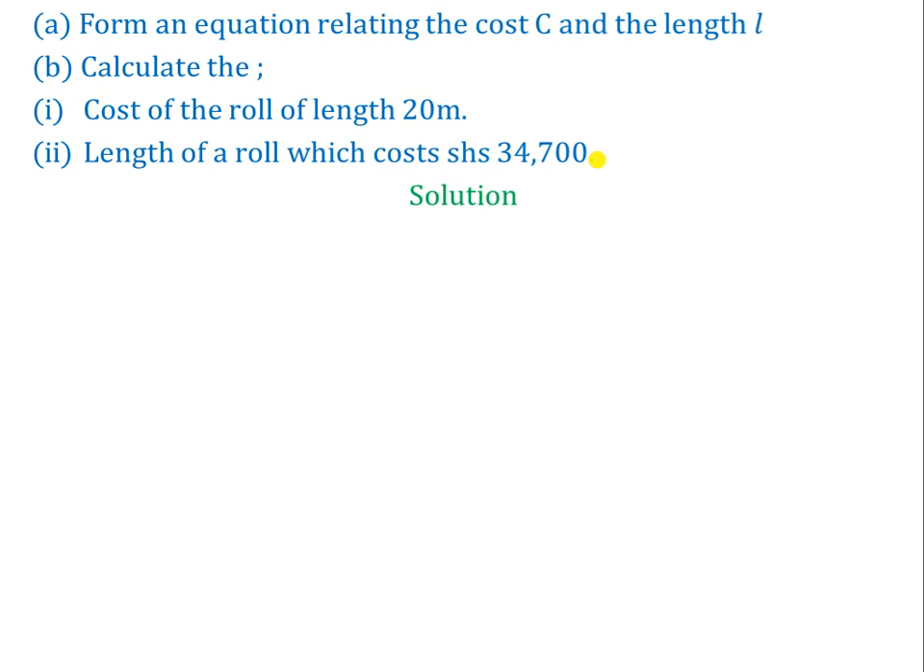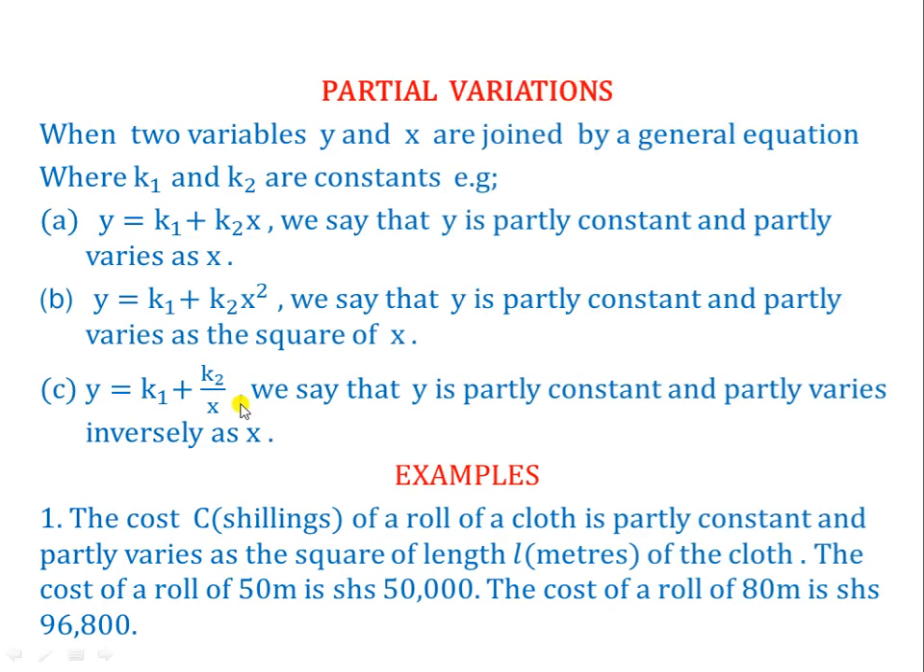Now, we are beginning with part A. But before we do it, let's first go back to the equation and look at how we can come up with an equation based on the statement given to us. The question says the cost C, so this is our variable C, of a roll of cloth is partly constant. That is very important. And partly varies as the square of length L.